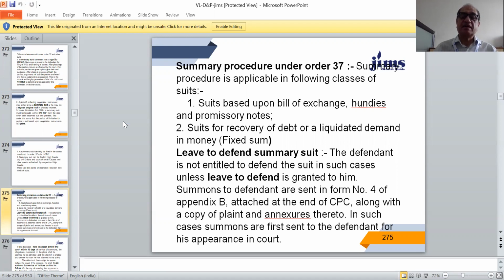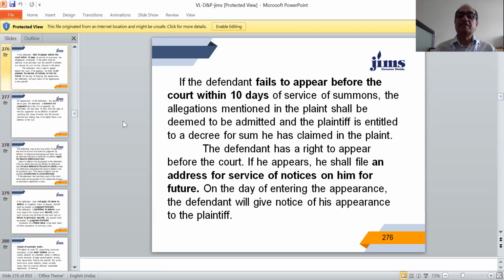In such cases, summons are first sent to the defendant for his appearance in court. If the defendant fails to appear before the court within 10 days of service of summons, the allegations mentioned in the plaint shall be deemed to be admitted, and the plaintiff is entitled to a decree for the sum he has claimed in the plaint. Secondly, the defendant has a right to appear before the court. If he appears, he shall file an address for service of notice on him for the future. See, it is a duty of the defendant.